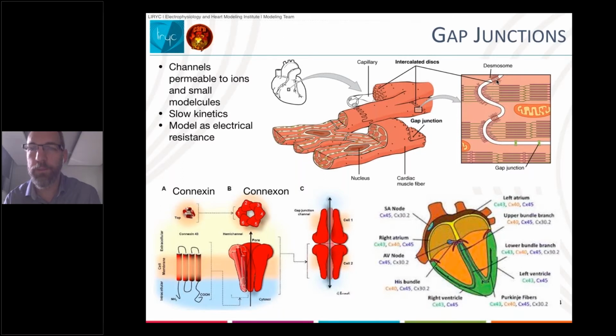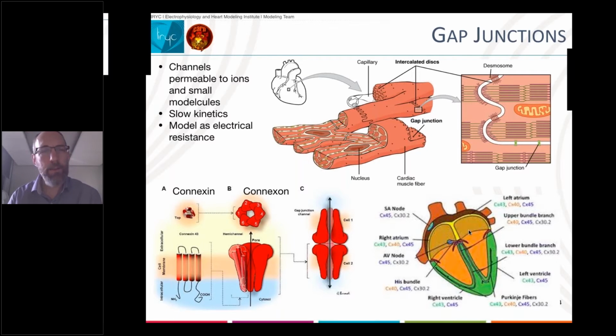We have these things called desmosomes, which give the mechanical stability, as well as the electrical connectivity between the two cells. And different parts of the heart use different types of connexins, and the different connexins have different properties. So connexin 43 is very common in the ventricles, 45 in the Purkinje, which is a large conductance with more speed, and in the left atrium, 43, 40, and 45. In the SA node, you find connexin 30.2, as well as in the AV node.